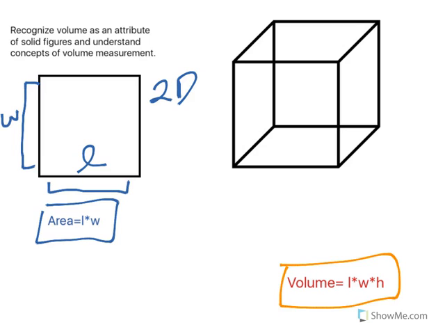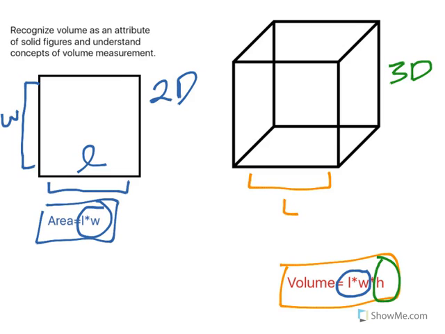Now, if you'll notice, there's something familiar about these two formulas. We have length times width here, and we have length times width with area. All we're doing in this new concept of volume is adding another dimension of height. So as you can see with the figure above, this is a cube, which is a 3D figure. So, just like with area, we have our length, we have our width, which is the same, as you can see, I'll draw it. This is the same as this.